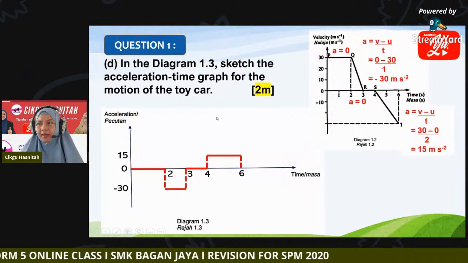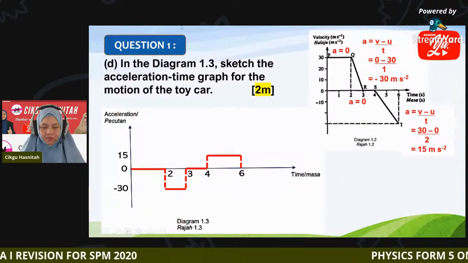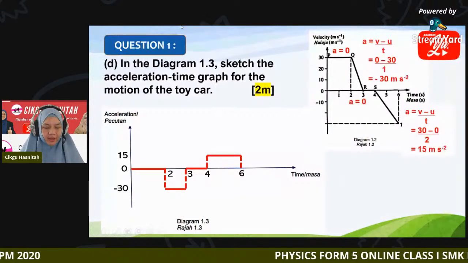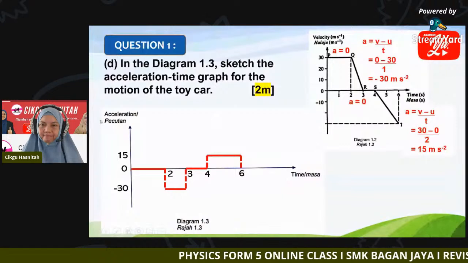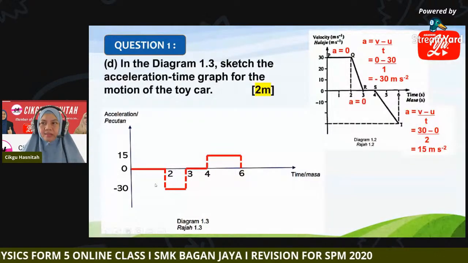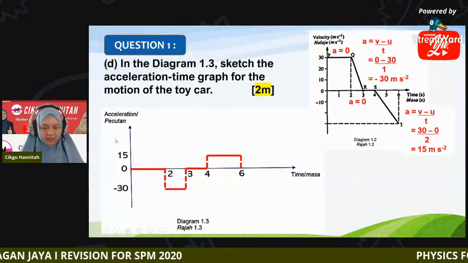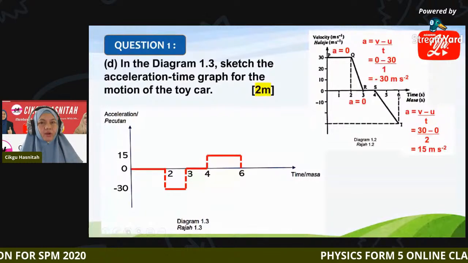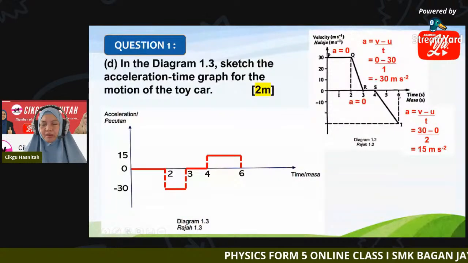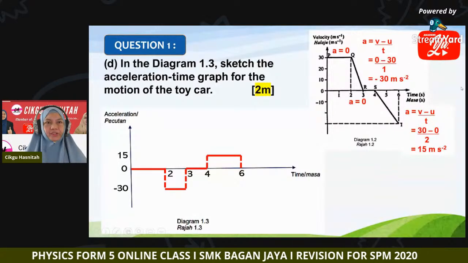Any question on this question D? If you are clear, we can move to the next part. Again, this is how we sketch an acceleration time graph when you are given a velocity time graph of an object which is in motion. If you have no further question, let us move to question 2.